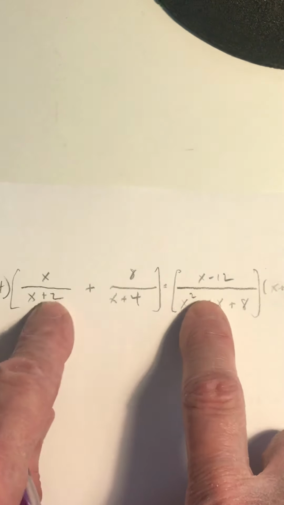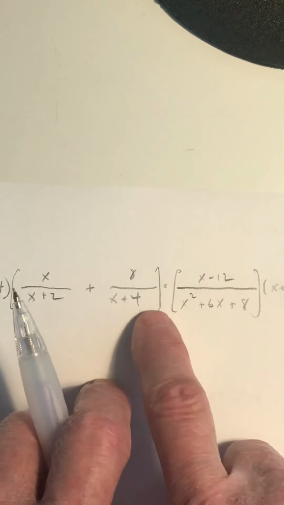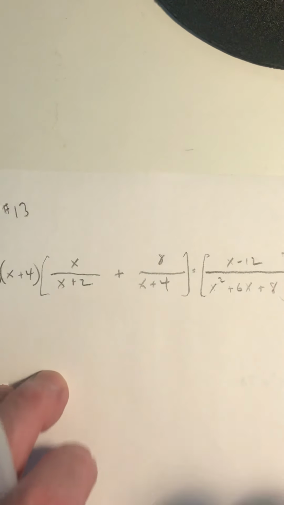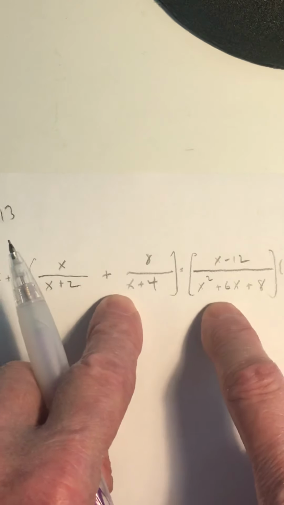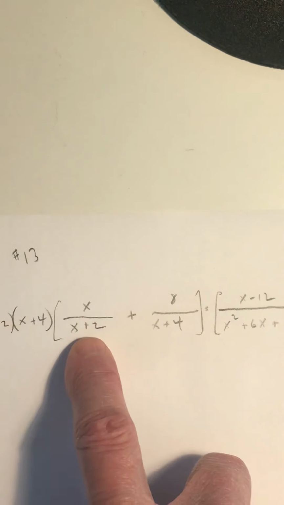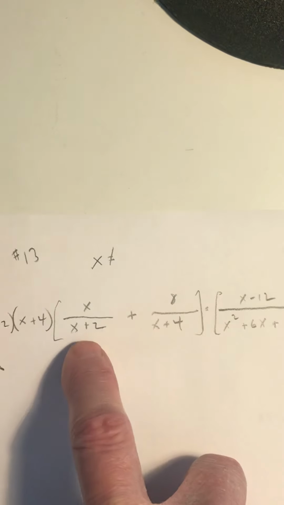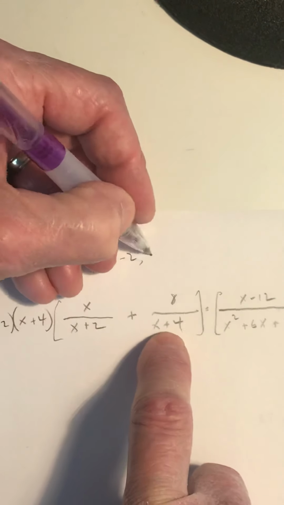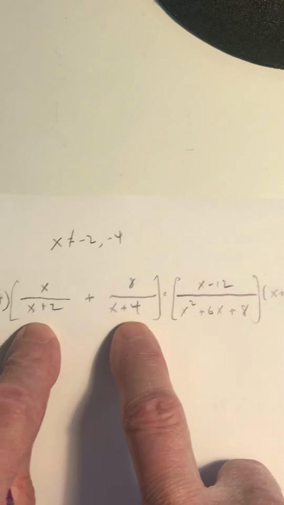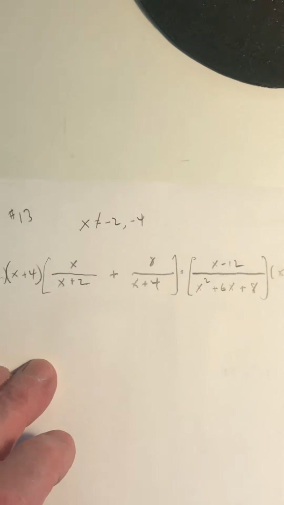13, we had x over x plus 2 plus 8 over x plus 4 equals x minus 12 over x squared plus 6x plus 8. We're asked to solve for x. We're asked to find the value of x, or values if there's more than one solution, that would make this true. We might want to start by saying we have excluded values. We can't divide by 0, so we can't use a negative 2 or a negative 4. If we factor this side, the factors turn out to be those same two expressions, x plus 2, x plus 4, so there's no need to write that out.